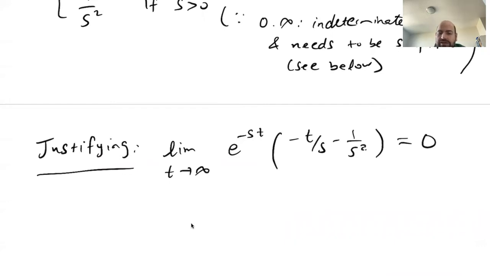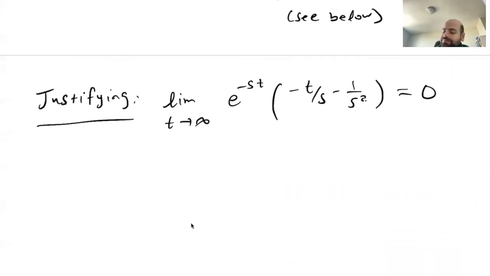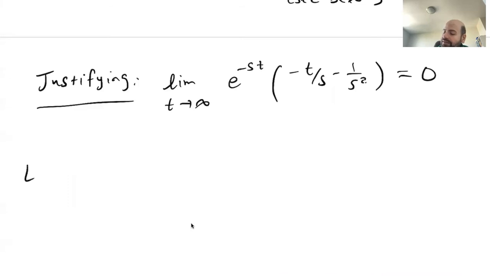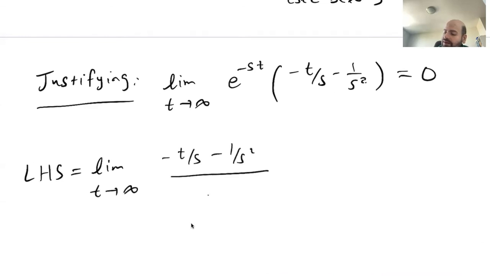And this will be valid if s is bigger than 0. So how can I justify that this limit is 0? Well, the left-hand side here will be the limit as t goes to infinity of minus t over s minus 1 over s squared, divided by e to power st. I'm using a very simple fact that e to power minus st can be written as 1 over e to power st. And here I now have infinity over infinity, so I can use L'Hopital's rule.